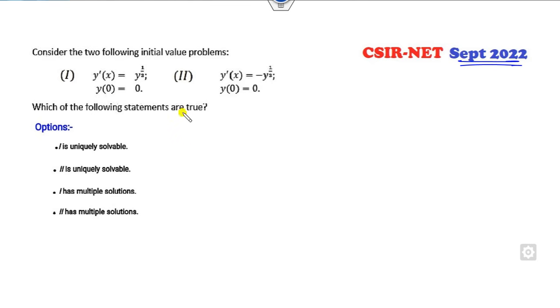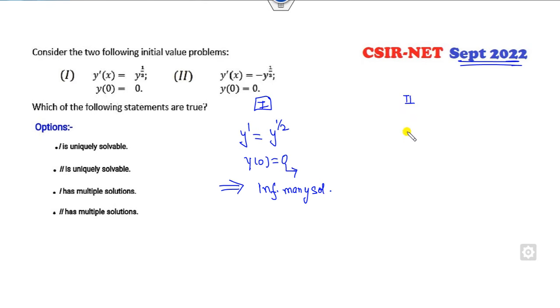Now again, it's September 2022. Again you can see the first problem is where y(0) is 0. What does it mean? Now you can see it's a 0, so it has infinitely many solutions. Fine, this is my problem 1. What is problem 2? y' is minus y^(1/2) and y(0) is 0. Because the exponent is negative and the initial value is 0, it has a unique solution. So the first has infinitely many solutions.